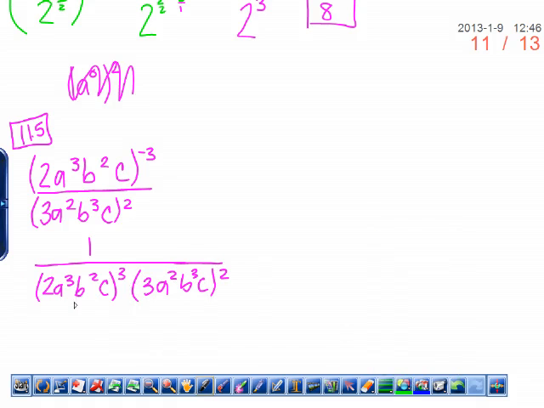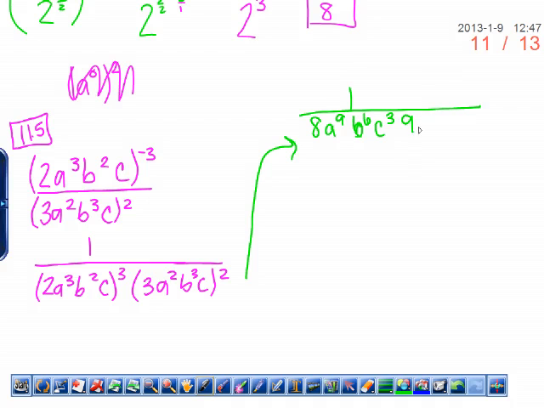So I would go ahead and simplify each piece. So this would be 1 over 2 cubed is 8. Then it would be a to the 9th, b to the 6th, c cubed. And then if I start to simplify this piece, 3 squared is 9, a to the 4th, b to the 6th, c squared. And all of these are being multiplied. So you're going to go ahead and multiply the ones together that you can.